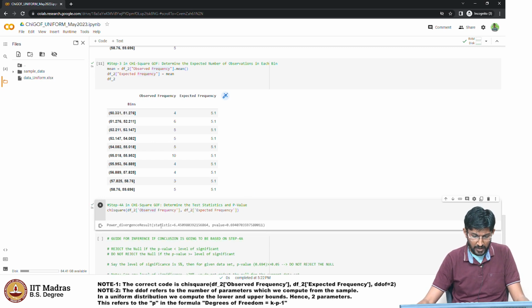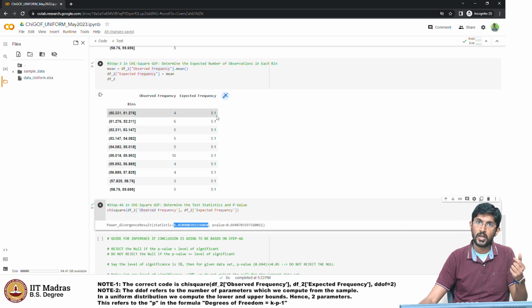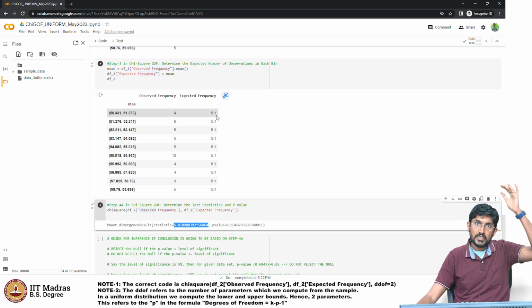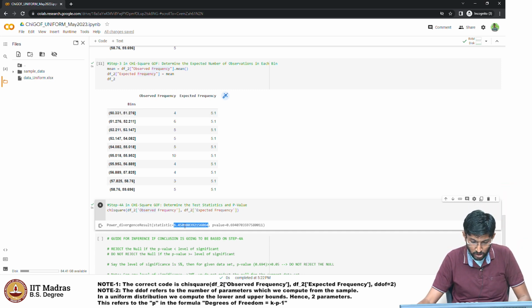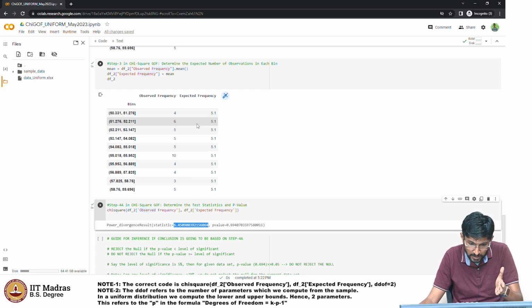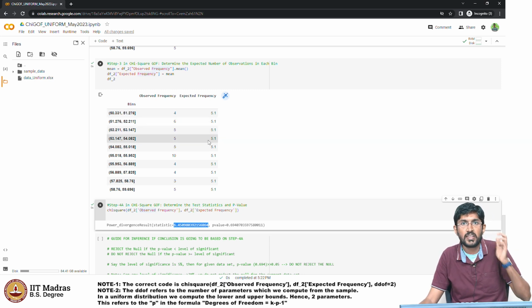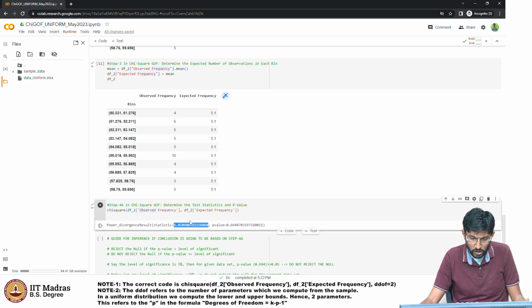Once I have run it, I get two values. The first value is the computed chi-squared test statistic, which is 6.45, which is nothing but observed minus expected, the whole squared, divided by expected, for each bin, summed up over all of the bins. That is this value. As self work, compute it for this particular frequency table and see whether it matches. And the second value that I get is the p-value.